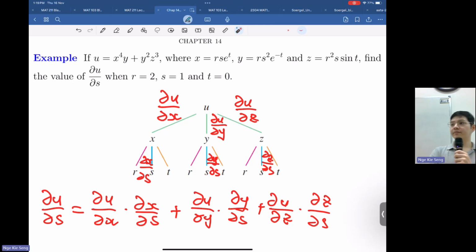So meaning if there's no y and z, but only x consists of r, s, t, then when I differentiate u, I can write du dx times del x del s. I can have d in the front. Yes, correct.